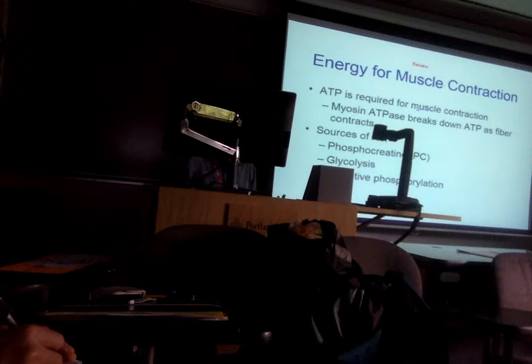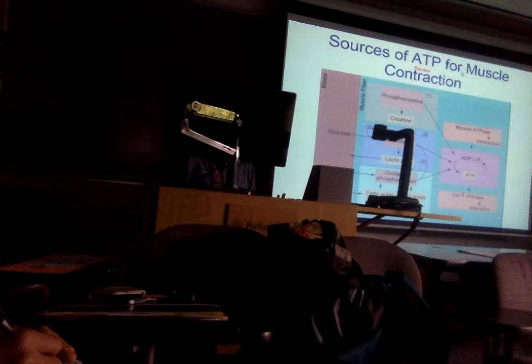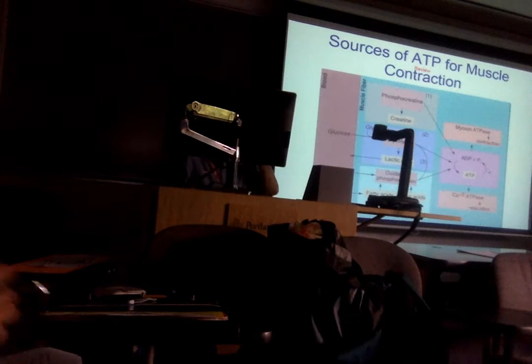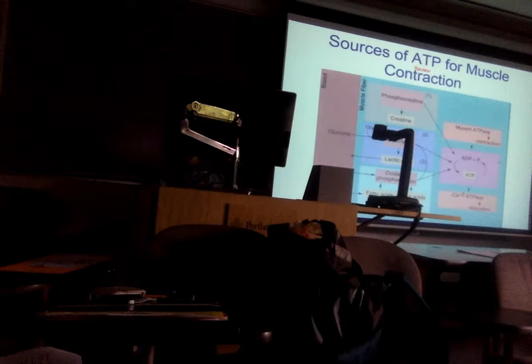Next slide. Sources of ATP. This is just a picture of what we talked about. We've got the phosphagen system, glycolysis, oxygen and fatty acids, all that stuff, and basically it says, hey, that's where we get our ATP from. So it's just a reminder.